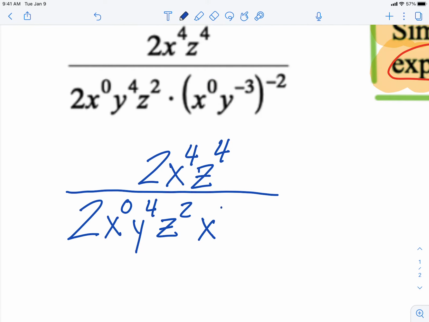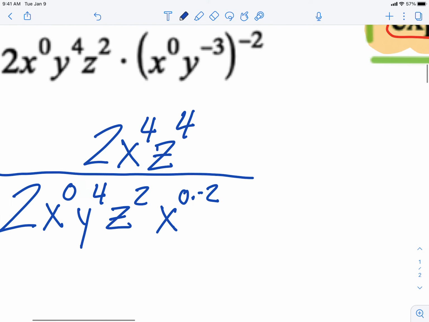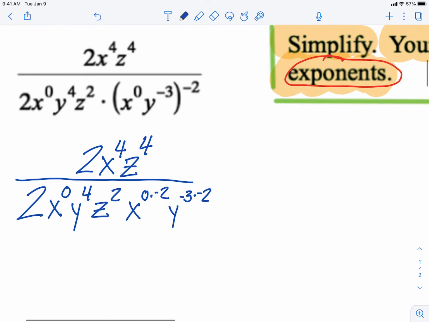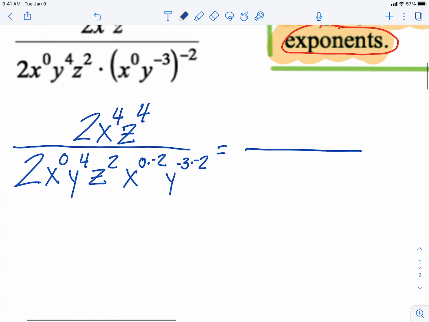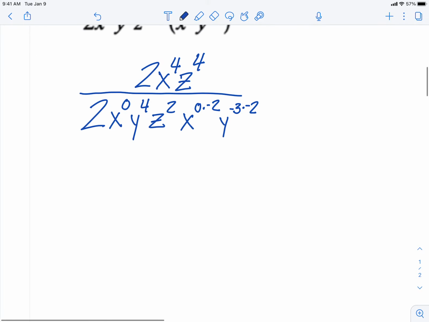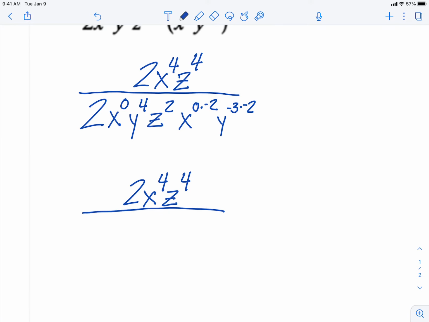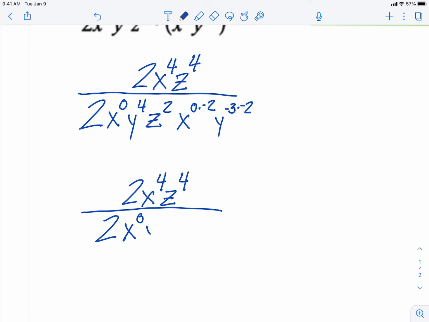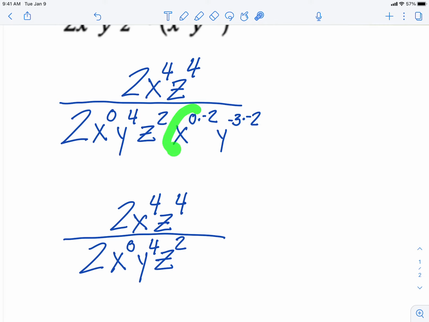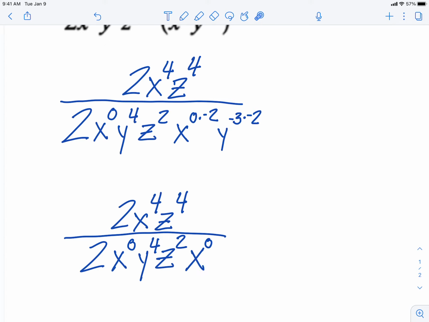Now we multiply x to the 0 times negative 2, and y to the negative 3 times negative 2. Let's work our way down. 2x to the 4th has not changed. Z to the 4th has not changed. 2x to the 0 has not changed. Y to the 4th has not changed. Z squared has not changed. Now, 0 times negative 2 is 0, so I get x to the 0. And negative 3 times negative 2 is positive 6, so y to the positive 6.